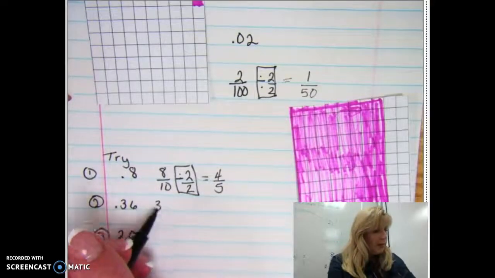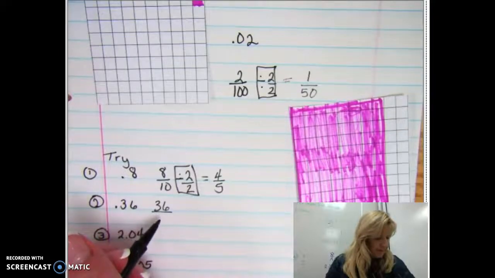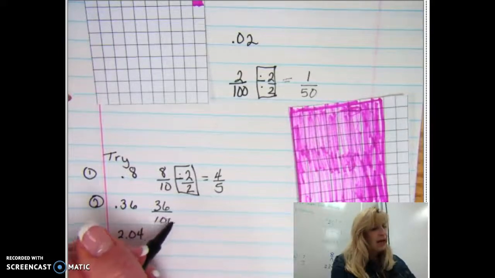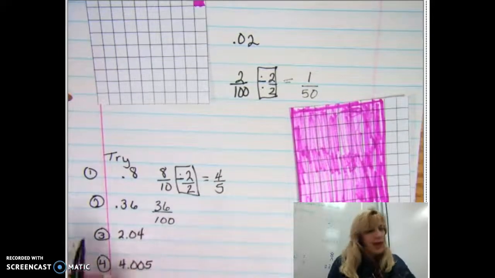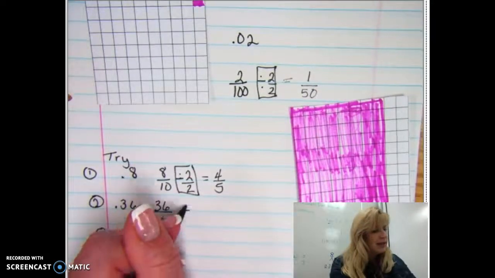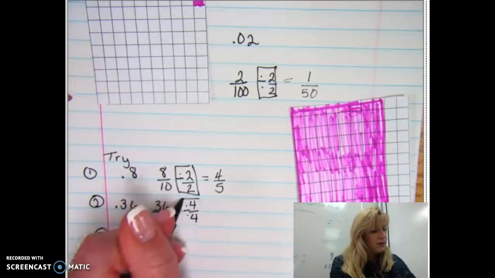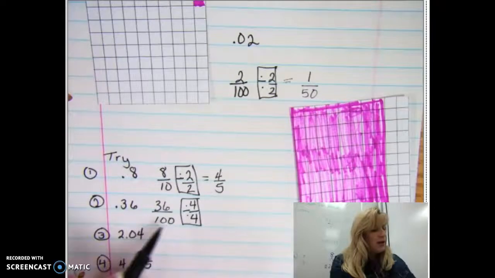So this one we would have 36 over 100. And I can see that both of these can be reduced by fourths, 4/4. That's the form of 1 that I'd like.